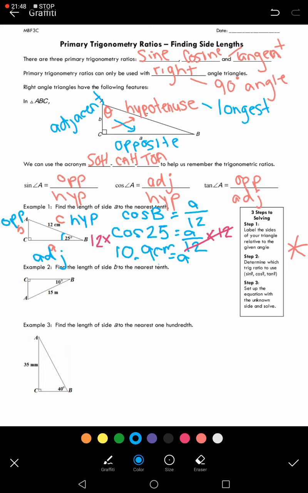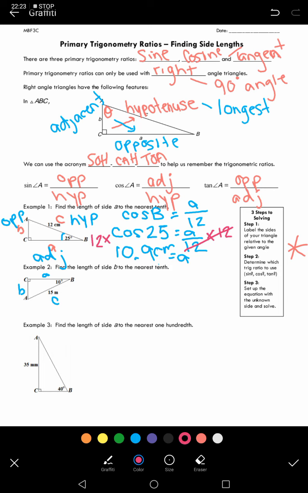Okay, so let's do a couple more examples just to make sure you have a grasp on this. So example 2 again, find the length of side B to the nearest tenth. So again, we just want to label those sides. So obviously B, again, it's across from the angle B. The A and the C are less important here because we're still going to label our hypotenuse, opposite, and adjacent.